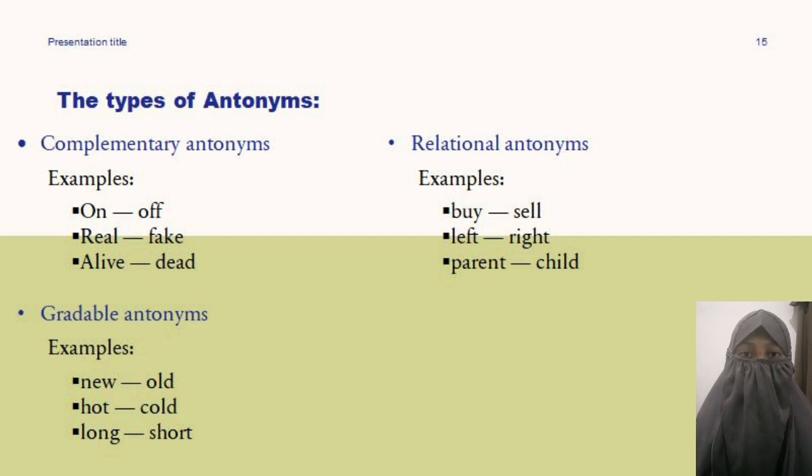2. Gradable antonyms. Gradable antonyms, also known as polar antonyms. Gradable antonyms are opposite amounts of the same quality. For example, new, the antonym of old; hot, the antonym of cold; and long, the antonym of short.